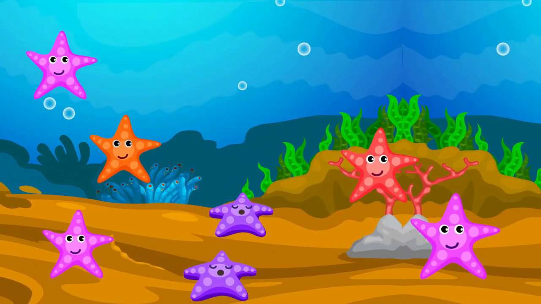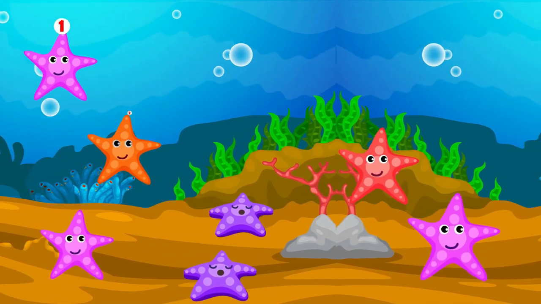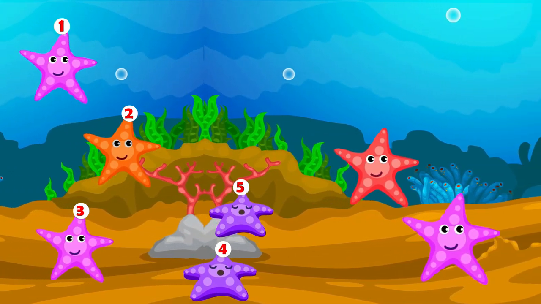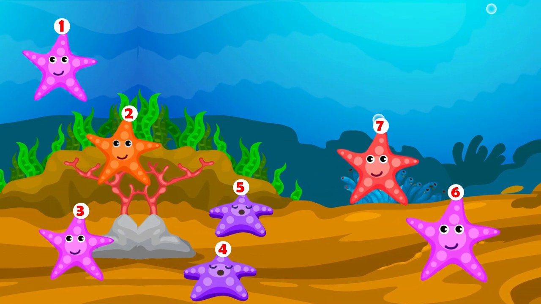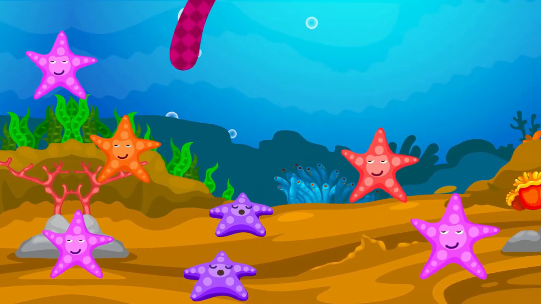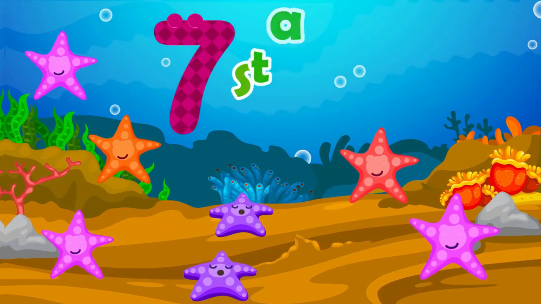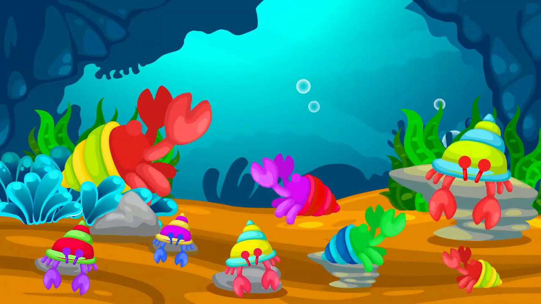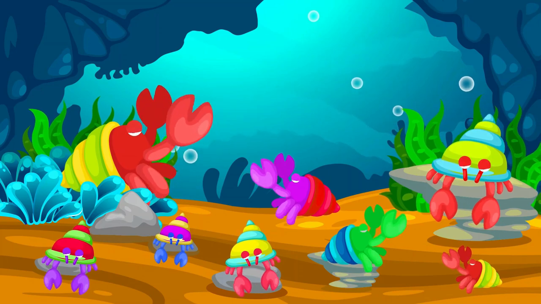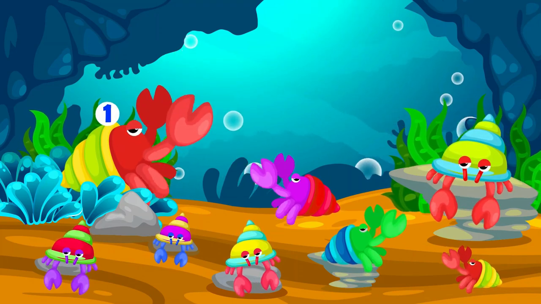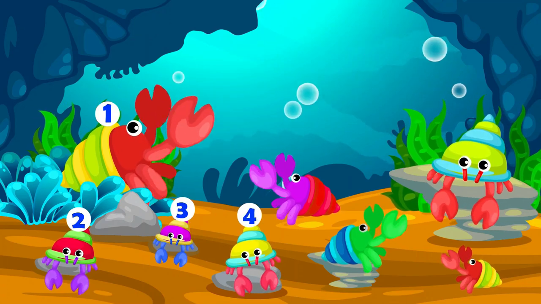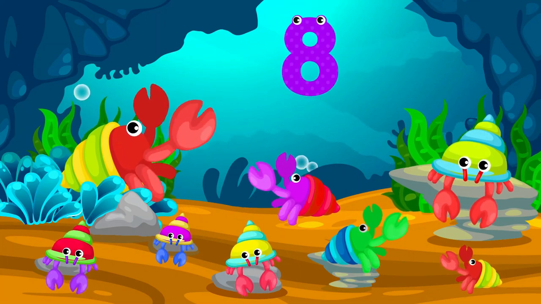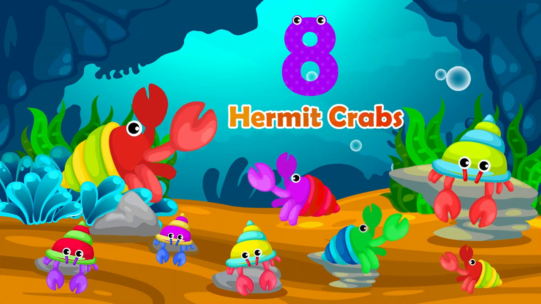Beautiful starfishes. Let's count them. One, two, three, four, five, six, seven. Seven starfishes. How many hermit crabs can you see? One, two, three, four, five, six, seven, eight! Eight hermit crabs!